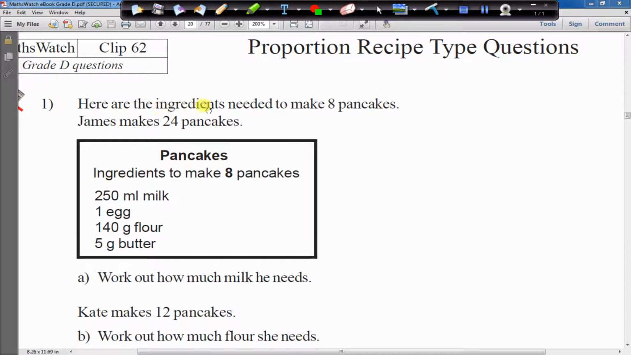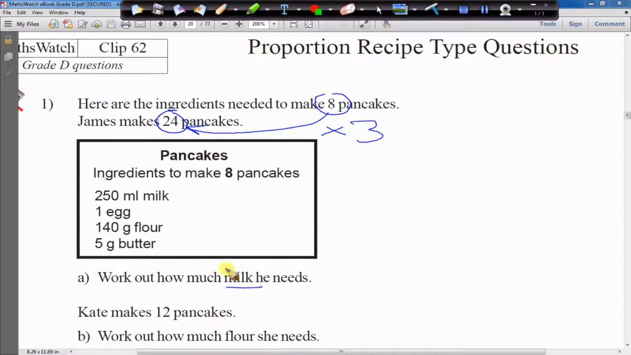Here are the ingredients needed to make 8 pancakes. Jamie makes 24 pancakes. Work out how much milk he needs. So let's get cracking. So the ingredients for 8 and he wants to make 24. So 24 is how many times more than 8? It is 3 times more.